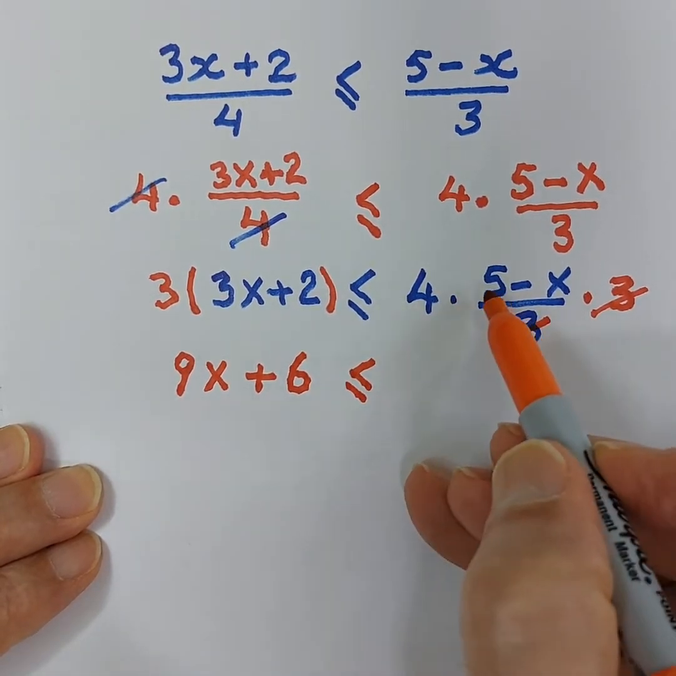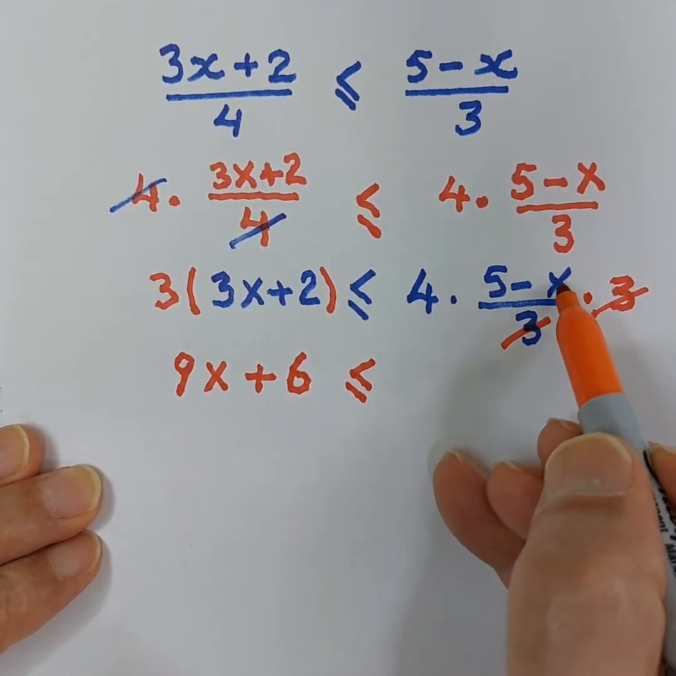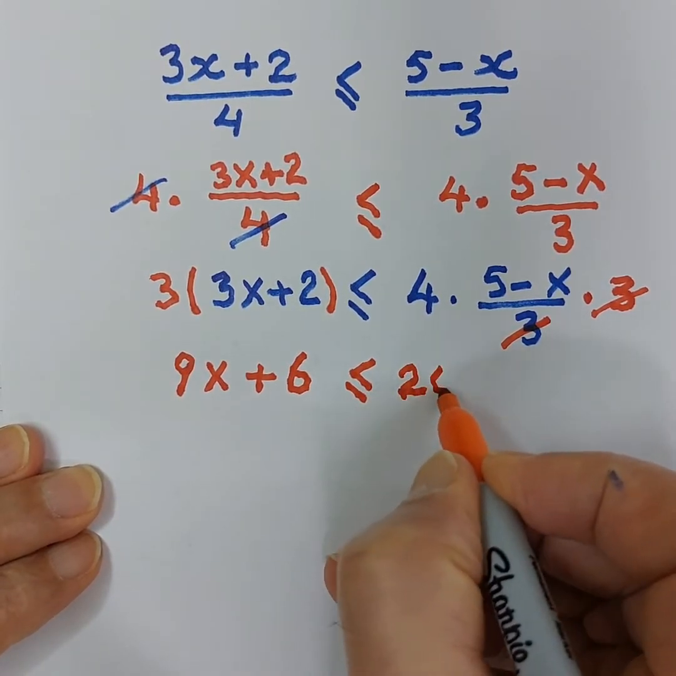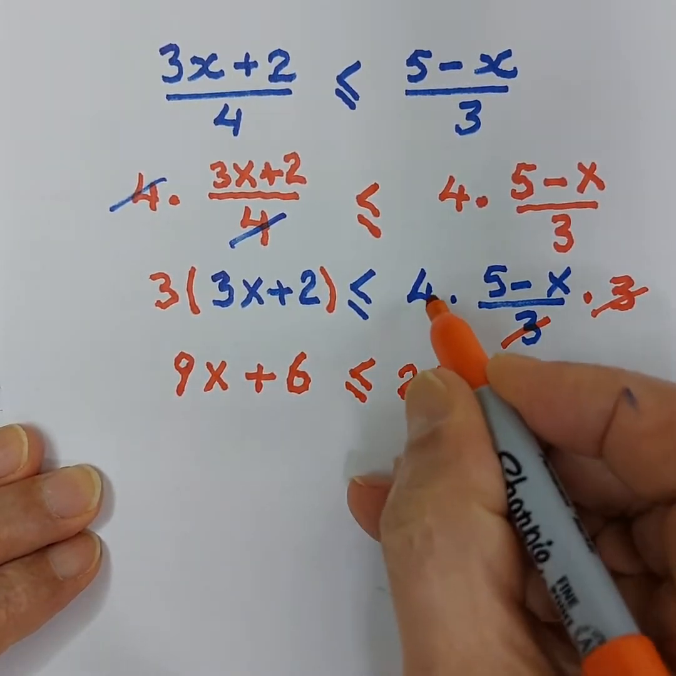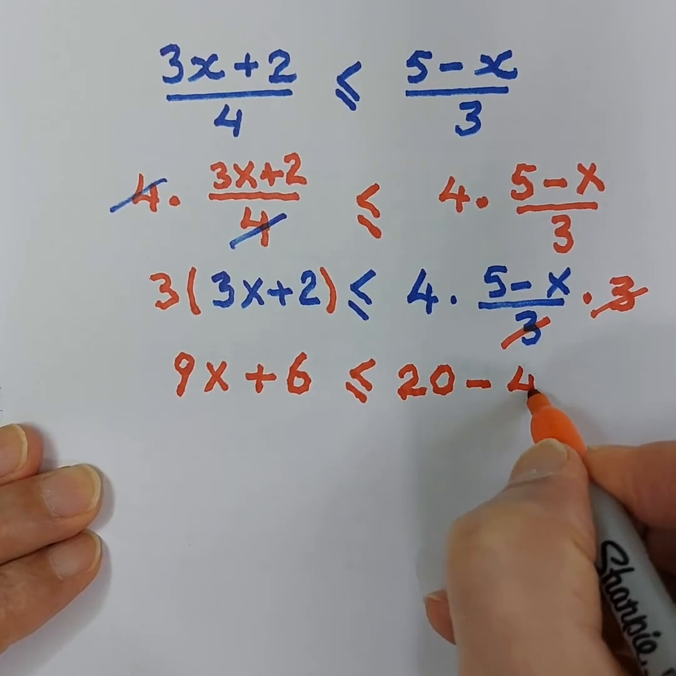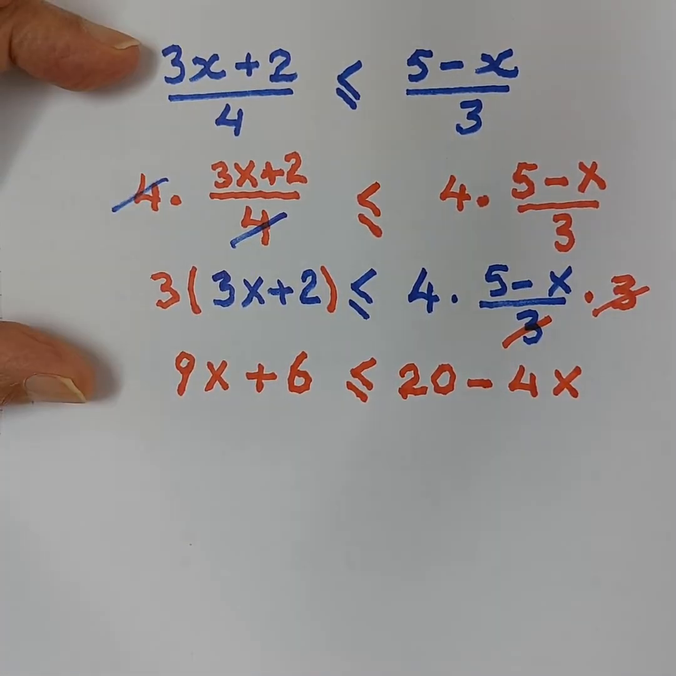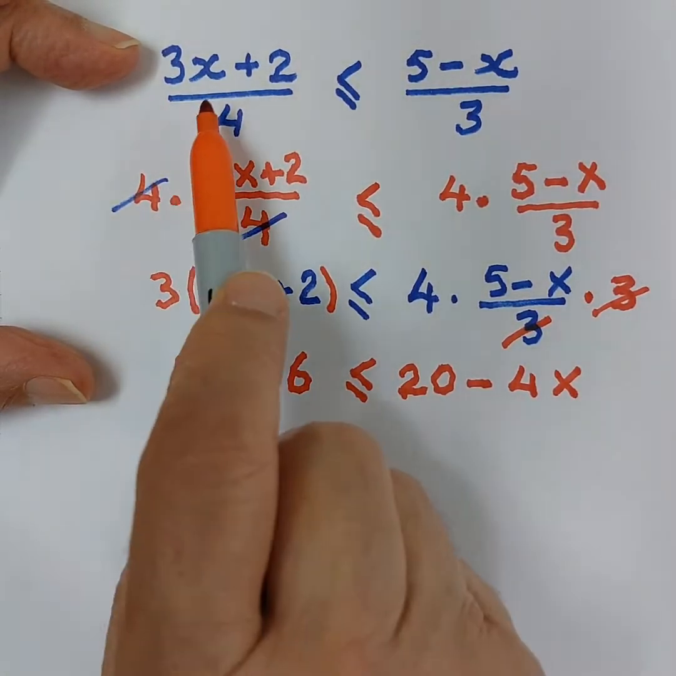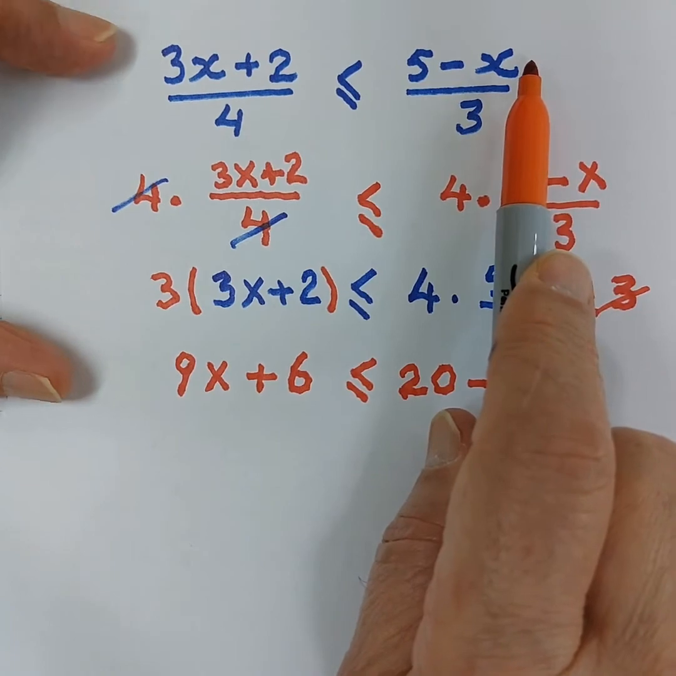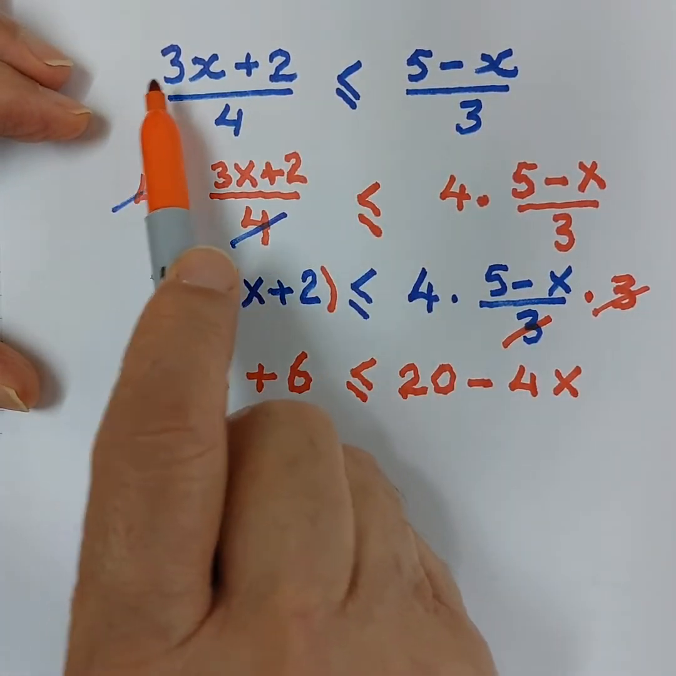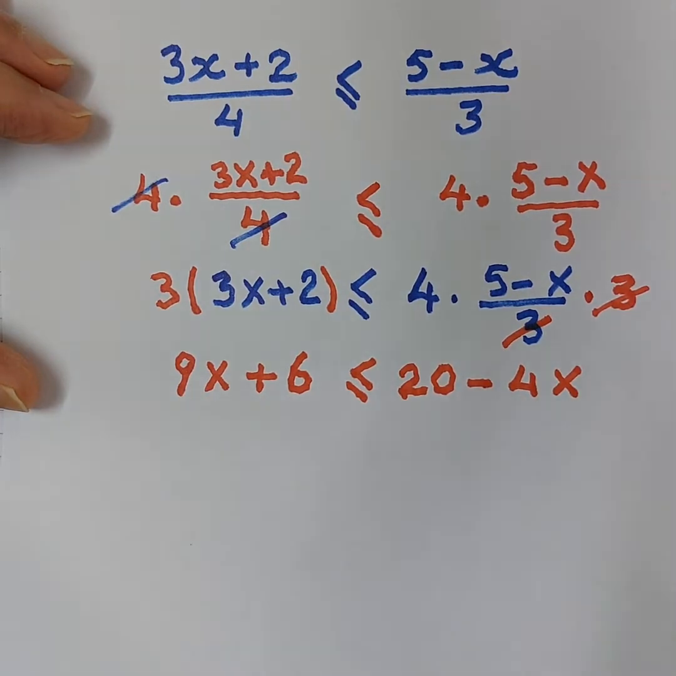Now 4 multiplied by 5 minus x. That means 20 minus 4 times x, that means 4x. You see, as I told you, we can do that in one step. From the first, we can just multiply by 12. This will lead you to this result.